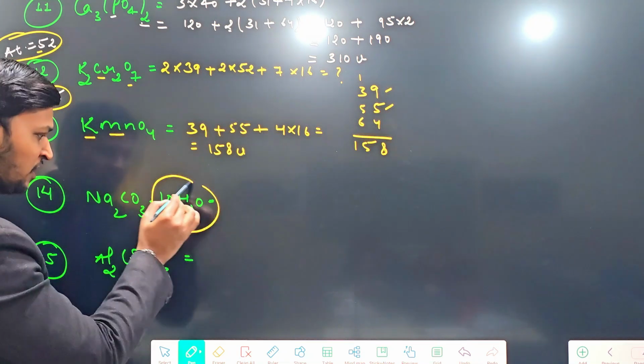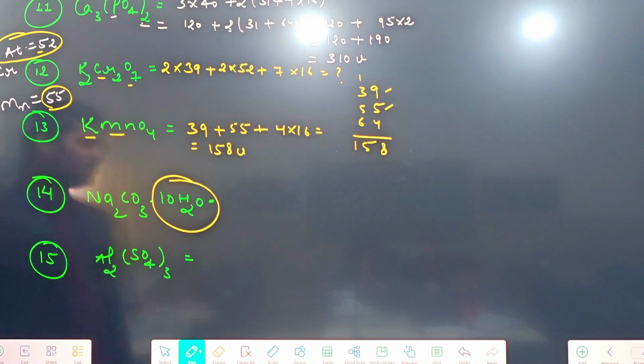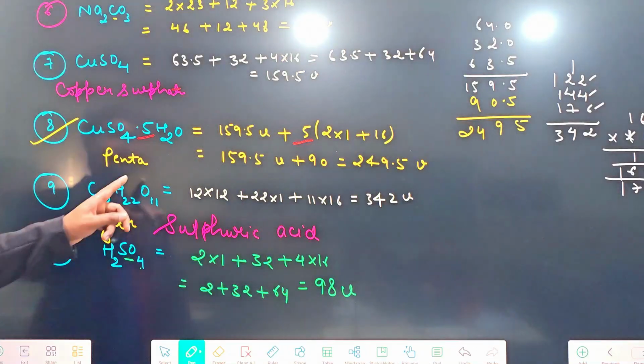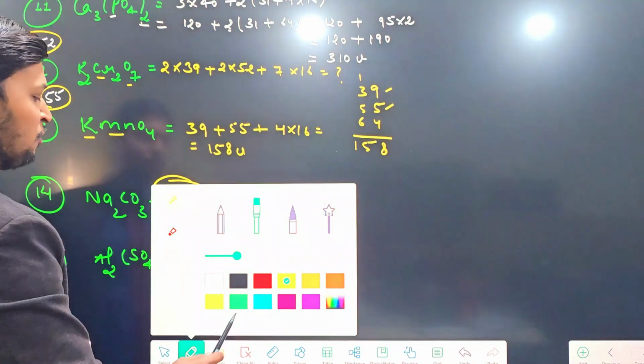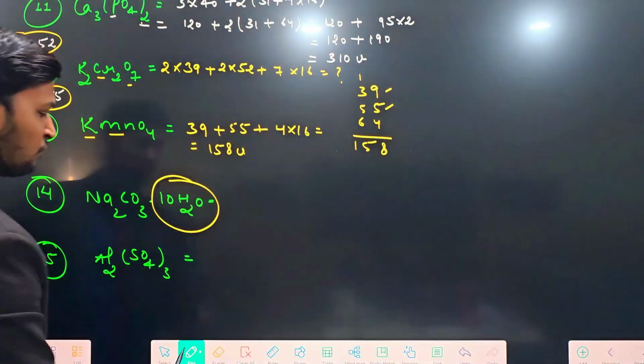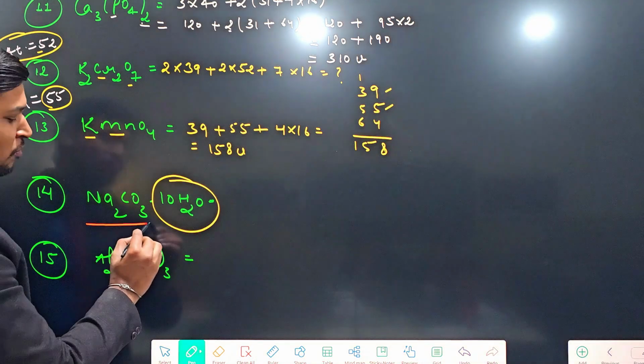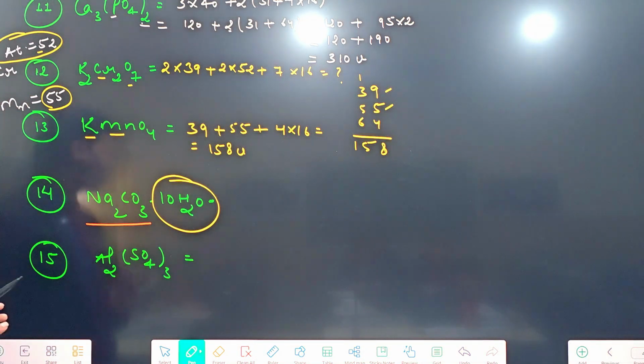Yes. This one, see again. Do you remember something that I taught you in the previous slide? Like this compound, CuSO4.5H2O. See, again it's a hydrated compound, beta. So in order to solve these questions, what do we need to do? First of all, write the molecular mass of Na2CO3. Then after that, 10 multiplied by the mass of water.